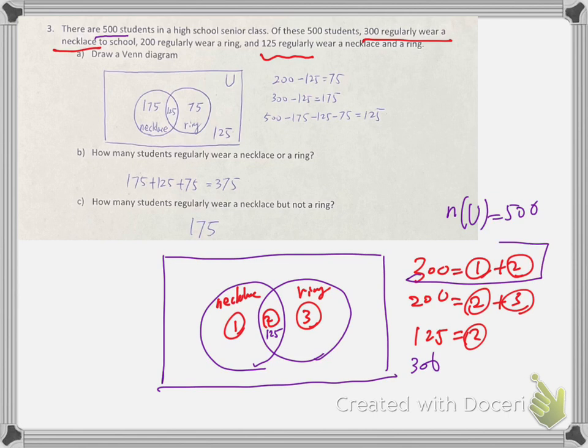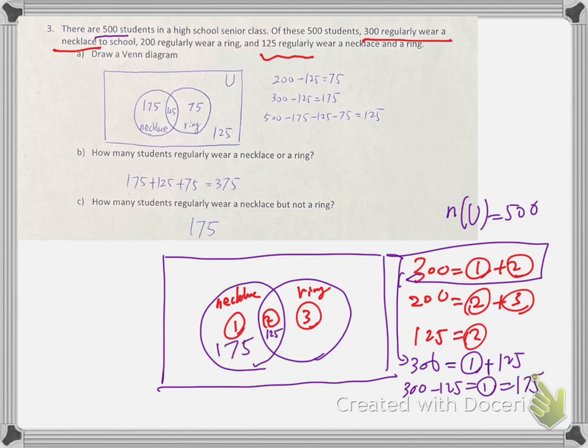This equation will be the new equation, part 1 plus 125. So what's part 1? 300 minus 125 will be part 1. Part 1 is 175. Okay, so that's how we get this 175, right? Now similarly, let's change the color.